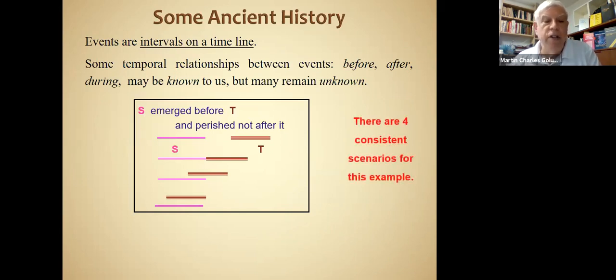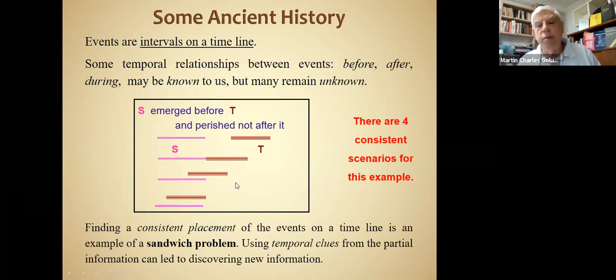So if I were just to say that dinosaur S emerged before dinosaur T and perished, not after it, there are four different consistent scenarios for when their time intervals of existence might be. And that's illustrated on this slide. It might be that S really was before T, then there was a gap, and then T emerged and perished. Or it might be that there have been some event that caused S to disappear and T to emerge, or they might have overlapped in different ways. And finding a consistent placement of these time events is an example of sandwich problem. And we do that by the temporal clues that were given by the partial information.